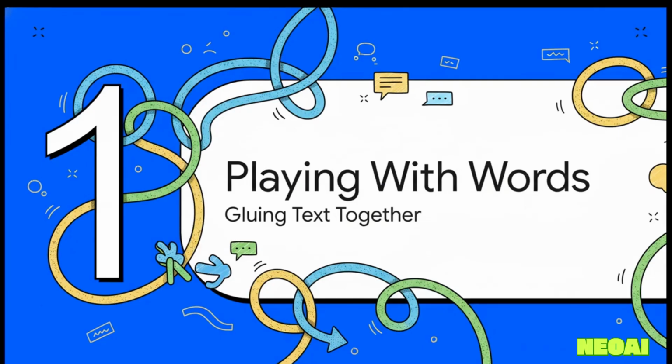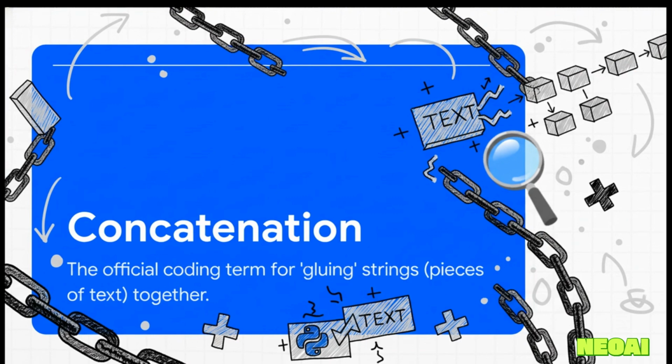Really, what this all comes down to is just playing with words. And in the world of programming, any piece of text, whether it's one letter or an entire book, is called a string. So our mission today is to become masters at gluing these strings together to create some really cool and meaningful messages. And programmers, they've got a fancy word for everything. For this, it's called concatenation. Yeah, it sounds a little intimidating, but all it really means is to link things together. So the next time you hear someone talk about concatenating strings, you'll know they're just talking about gluing text together. Let's check out the classic way of doing this.